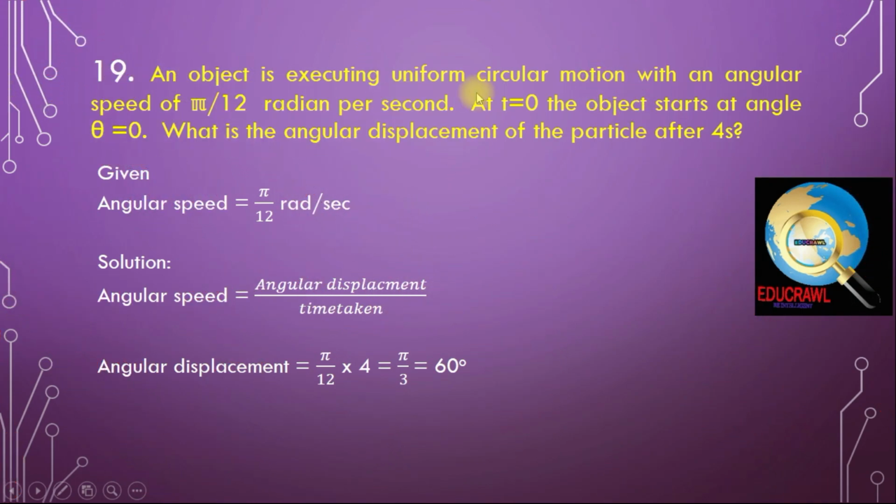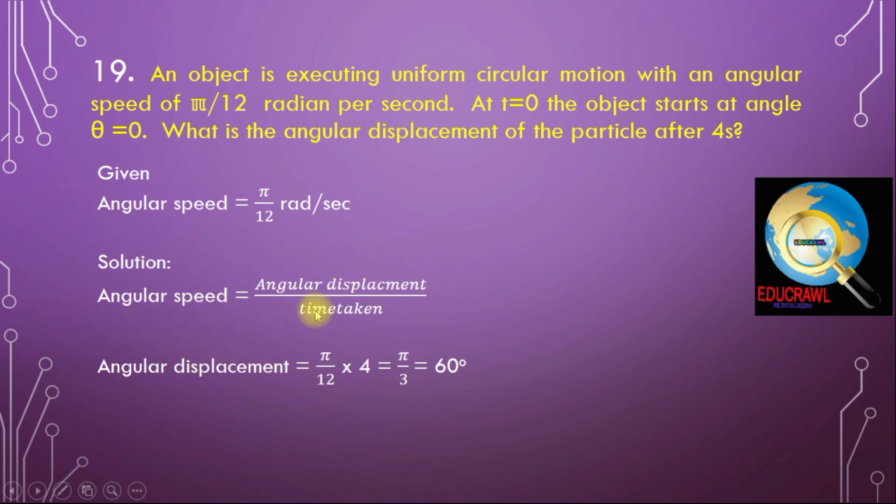Nineteenth one. An object is executing a uniform circular motion with the angular speed of pi by 12 radian per second. At t is equal to 0, the object starts at an angle theta is equal to 0. What is the angular displacement after 4 seconds? So we know the formula. Speed is equal to displacement by time. Here it is angular speed. Angular speed means angular displacement by time. Here we have to find angular displacement.